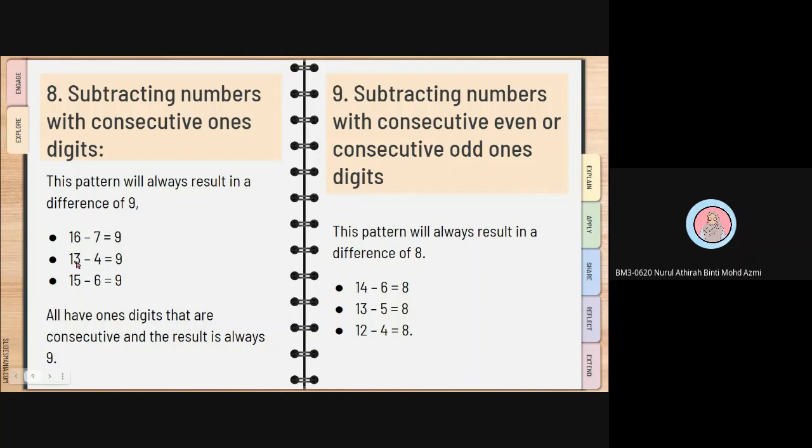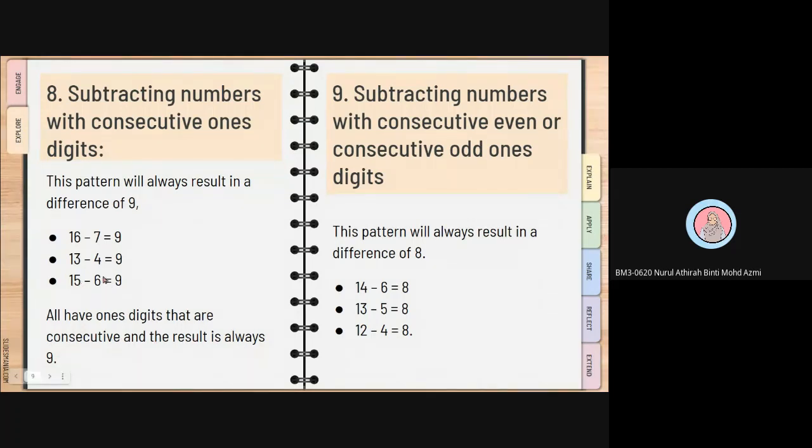So 13 minus 4: 3, 4, so we always get 9. 5, 6, always 9. So I give another example, 19 minus... All have one digits that are consecutive, and the result is always 9.